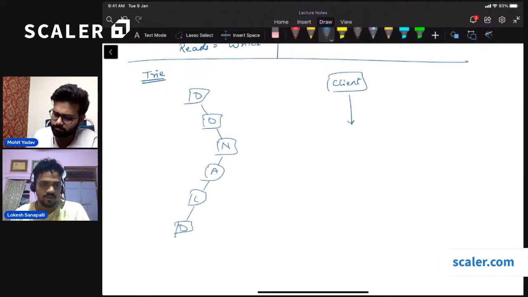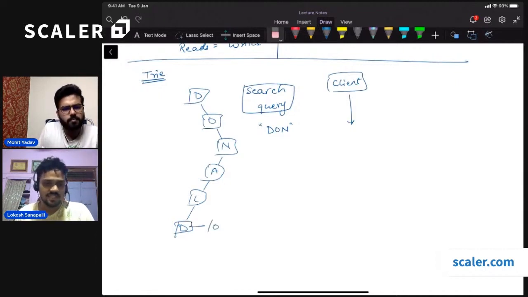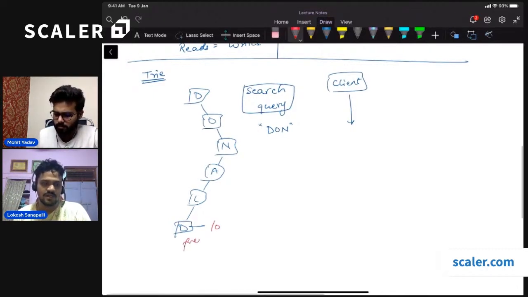So if it's a successful match, that means a successful vote, then I update the frequency at the terminal node. Basically, we know that in a trie, we store a boolean called is word to tell whether that's a word or not. So whenever it ends there, in our case we also store the frequency, which will be updated incrementally every time.